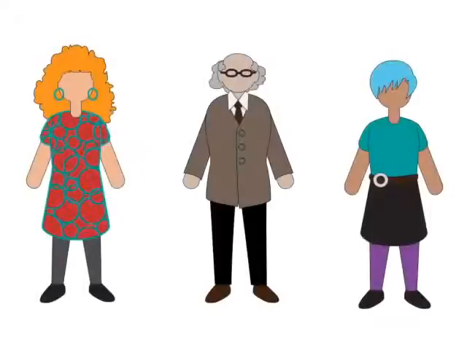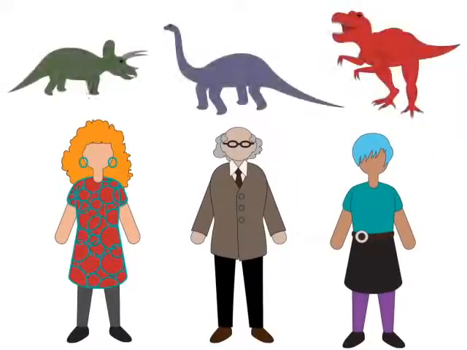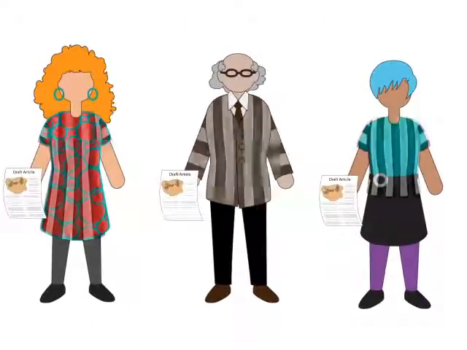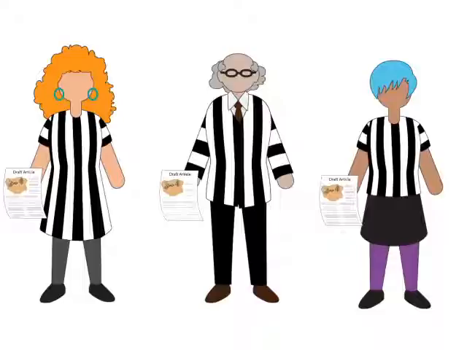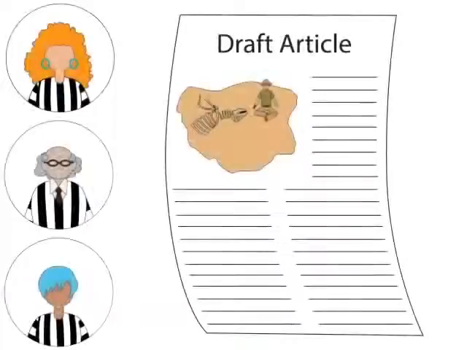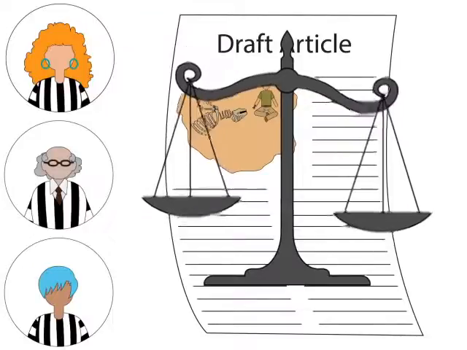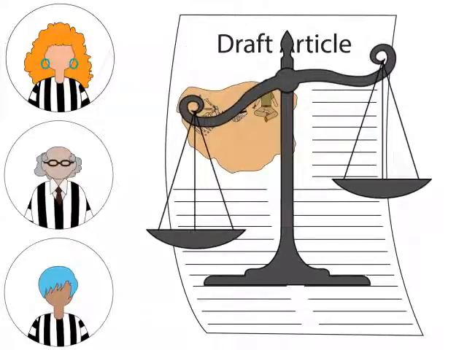These experts are the author's peers, since they're working in the same research area. And since they're making a judgment about the article, they're sometimes called referees, so peer-reviewed articles are sometimes called refereed articles. Each reviewer evaluates the article by asking questions to judge the quality and significance of the research.